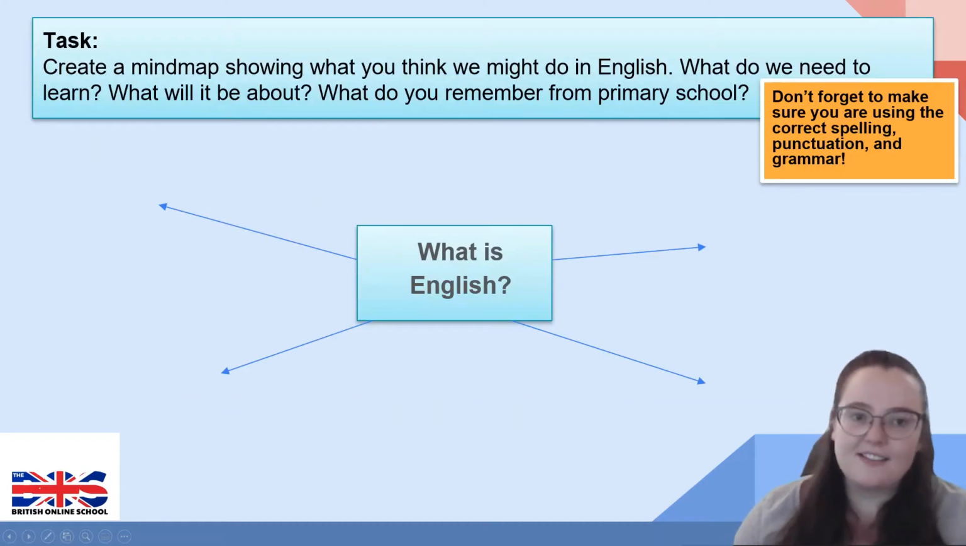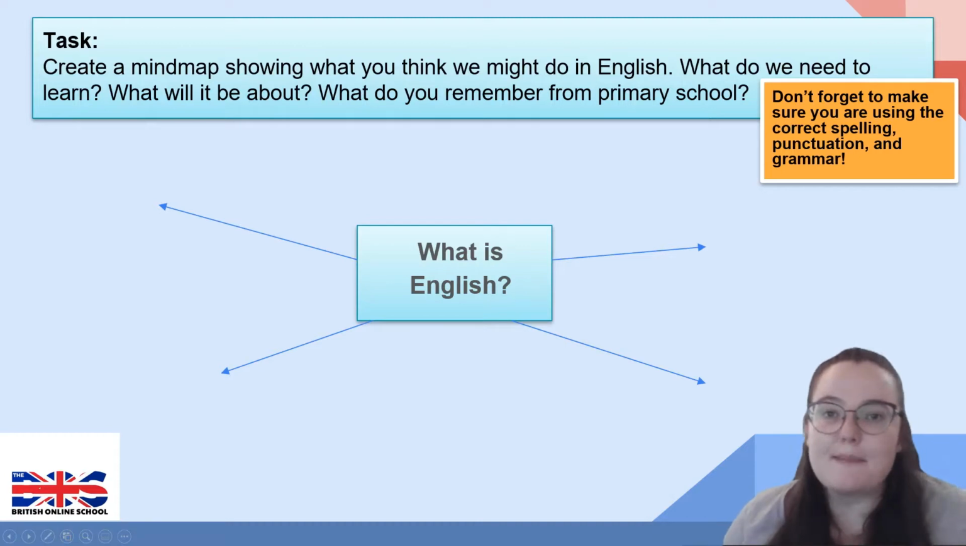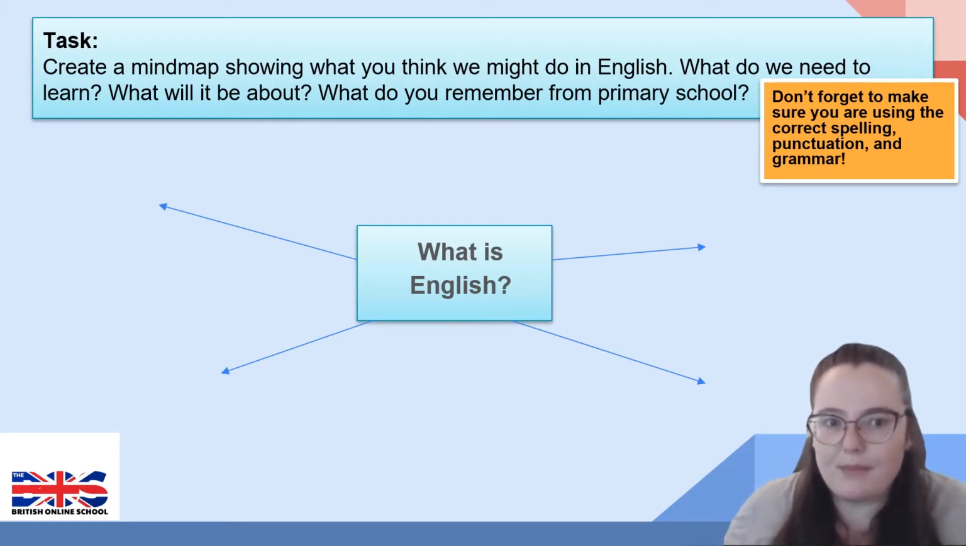So our first task for this lesson will be to create a mind map, thinking about what we might do in English over the course of the year. What kind of things do we need to learn? What will it be about? What do you remember from primary school? Okay, so make a mind map with lots of different ideas, anything you think of when you think about English lessons.